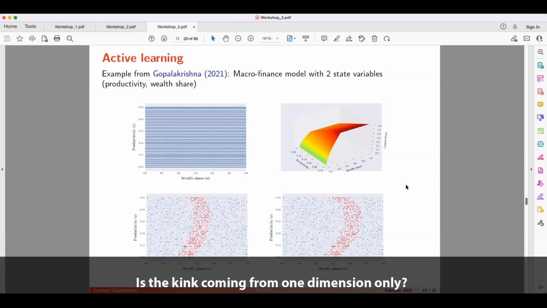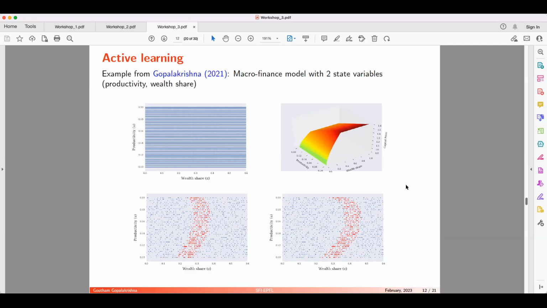It turns out that in this problem, the kink is mainly coming from the wealth share dimension. So you do active learning in that dimension. But in other problems where there are non-linearities coming from both dimensions, then you look at both. These are rules that you artificially impose as an economist. But again, if you don't have any of this information, just look at where the error is largest. In many cases, economically relevant and computationally relevant regions are correlated.